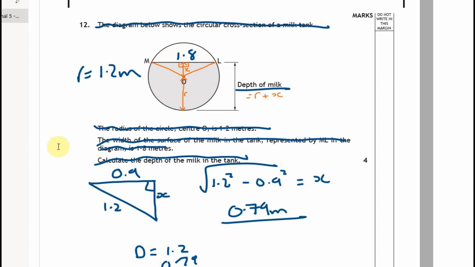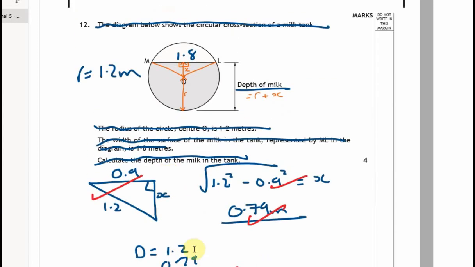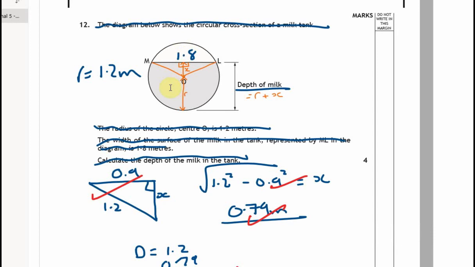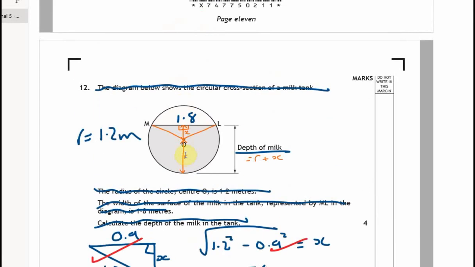The first mark you get is for identifying the right angle triangle. The second mark is for this. The third mark is for your 0.79, so that's fantastic. Three marks already. And then the fourth mark is just for adding on the radius as well. If you're not even sure about how to work it out, just remember this will involve Pythagoras. So you just lost one mark if you didn't realise about the radius at the end there.